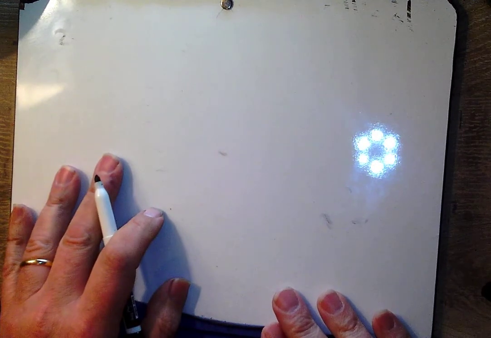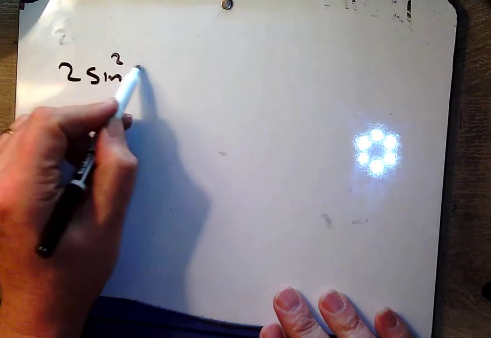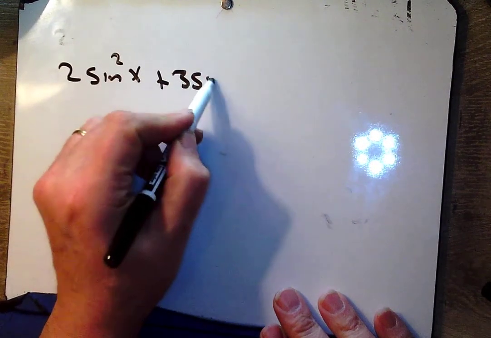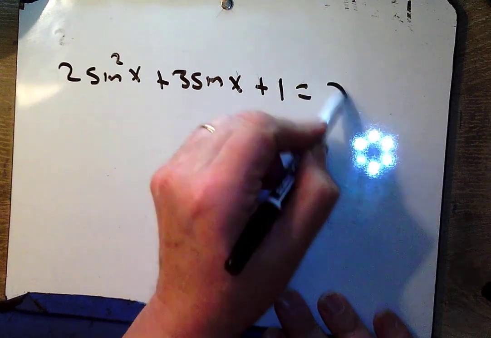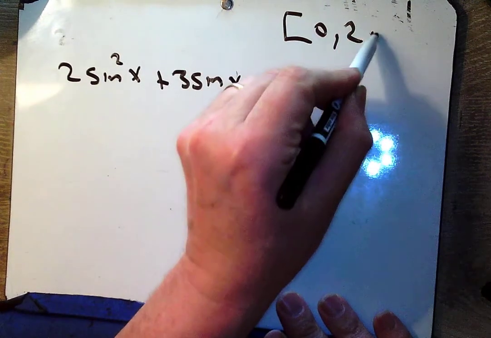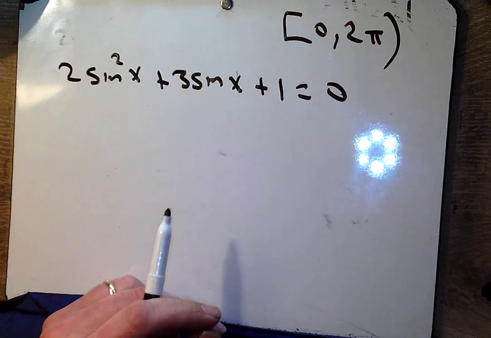How about this one? 2 sine squared x plus 3 sine x plus 1 equals 0 on 0 to 2 pi. Give that one a go.